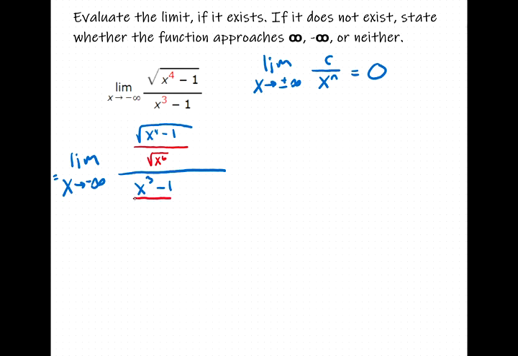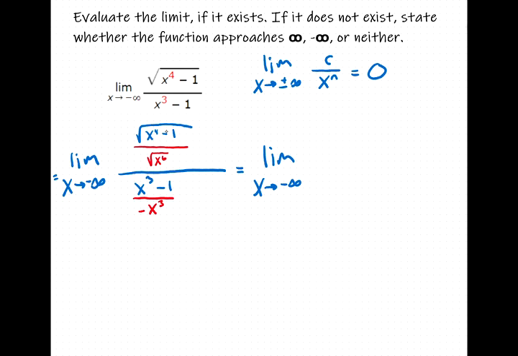But since x is approaching negative infinity, x to the third power is also a negative number. But the square root of x to the sixth is positive, so we'll have to divide by negative x to the third. So now we're dividing the top and the bottom by the exact same number. We're dividing the top by a positive, we're dividing the bottom by a positive. All right, so now let's simplify this and say this is the limit as x approaches negative infinity.